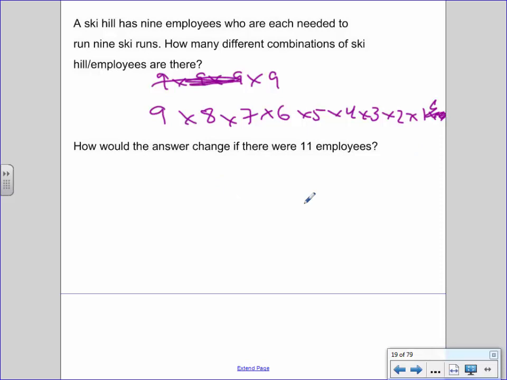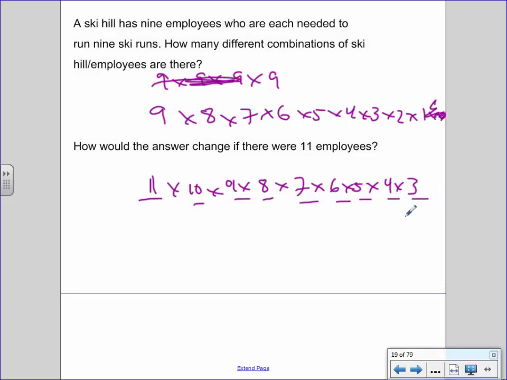Okay, now I want to change this here. Let's say you had 11 employees, and you had the exact same scenario here. Well, then you had 11 people who could go to the first ski hill. 10, 9, 8, 7, 6, 5, 4, 3. Why am I stopping at 3? I ran out of ski hills, yeah, right? So I only had 9 ski hills. Here's the first, second, third, fourth, fifth, sixth, seventh, eighth, ninth ski hills.